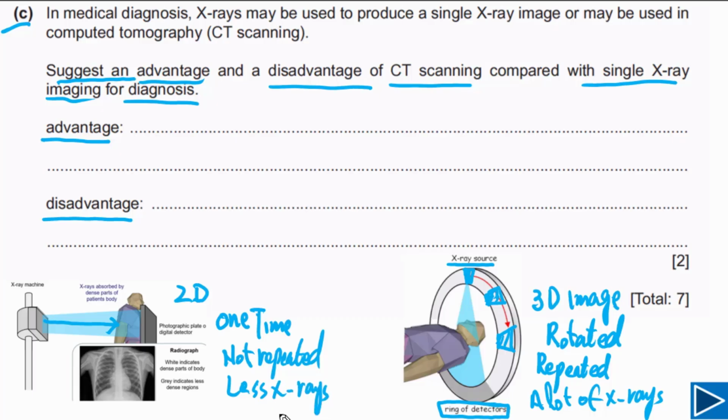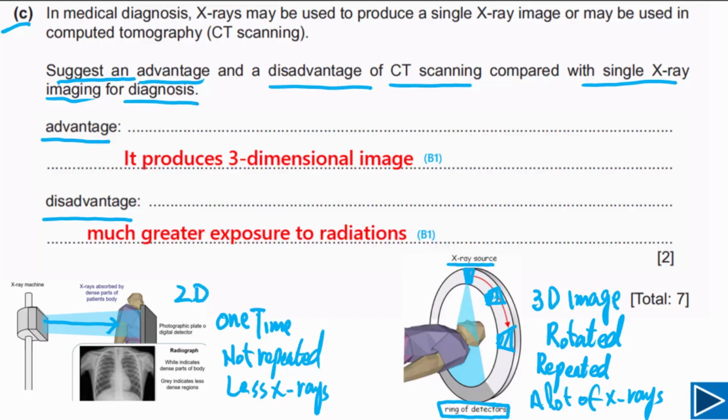So that is a disadvantage. As more radiation passes through the body of the patient in a CT scan, that is not good for the patient's tissues, our cells. That is a disadvantage. Now let's try to write down the answer. This is simply how you can write down the answer.